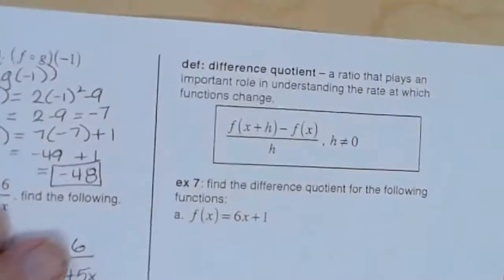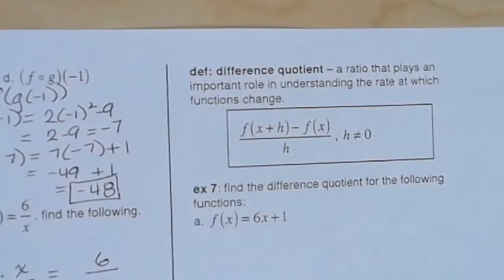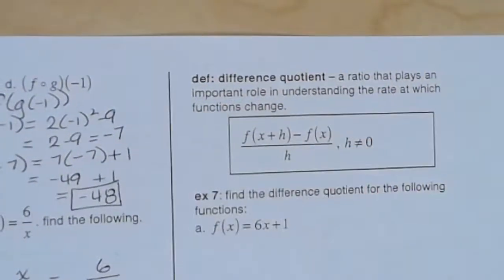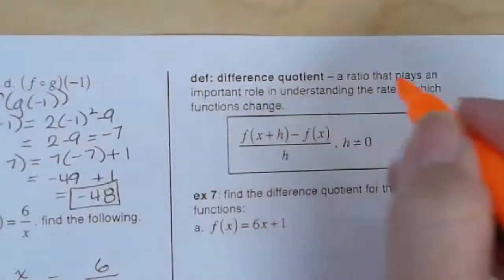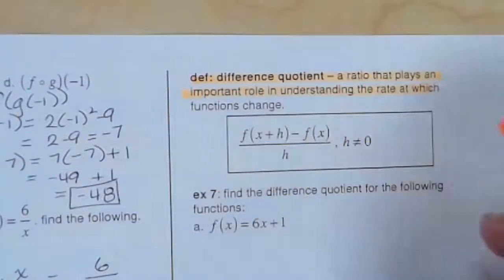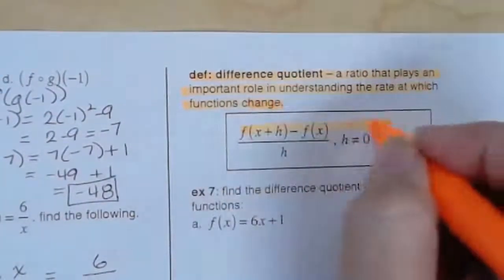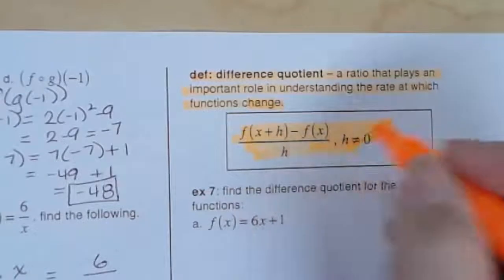Now we're going to get into something called the difference quotient. The difference quotient has to do with derivatives, which we're going to be getting into, and it has to deal with the slope of a line. But in order to even use that, you need to understand what it means. It's a ratio that plays an important role in understanding the rate at which functions change, which is basically the slope of a line, and it has to deal with derivatives.